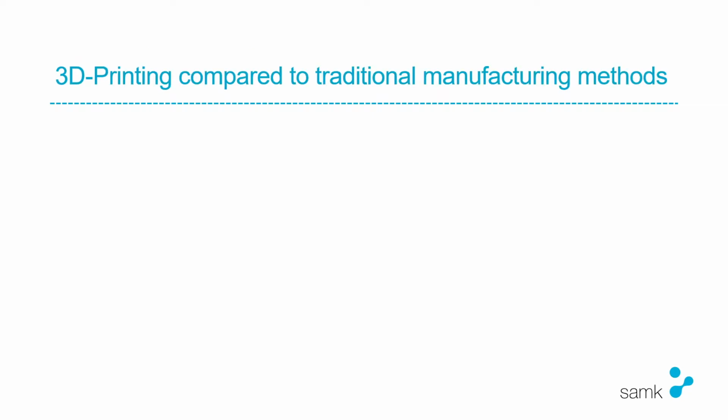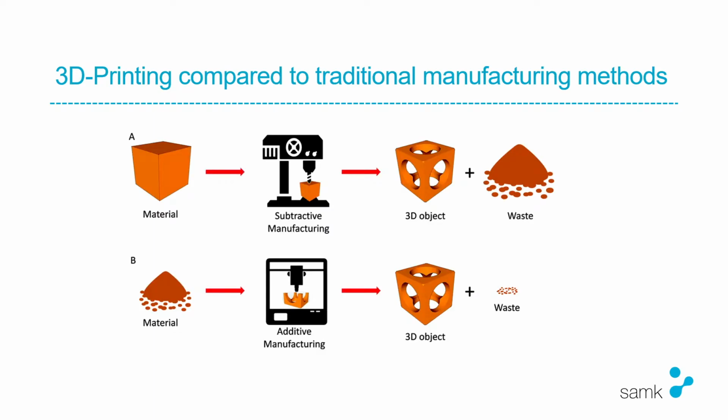So how is 3D printing compared to traditional manufacturing methods? For example, CNC. So when we compare subtractive manufacturing and additive manufacturing, in subtractive manufacturing, you will have a block of material that you will then subtract some parts off from that block. So you will have your finished piece in the end. And that creates a lot of waste because you have to remove material. You will have a block, then you will drill holes or cut corners or stuff like that.